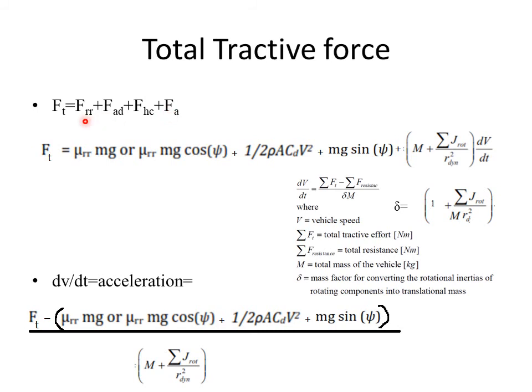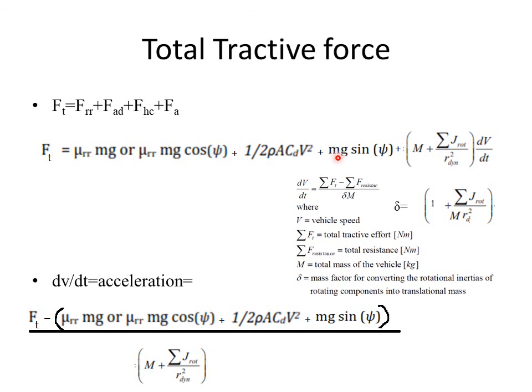So if you substitute FRR as mu RR mg, or mu RR mg cos phi, or cos psi, or cos alpha, FAD as half rho A CD V square, FHC as we have seen mg sin psi or sin alpha, and FA as m plus sigma J rotational by r dynamic square into dV by dt, you will get the total tractive effort of the vehicle. Okay, so this represents the total tractive effort of the vehicle. And here this m and this m represent the same thing, that is the mass of the vehicle.